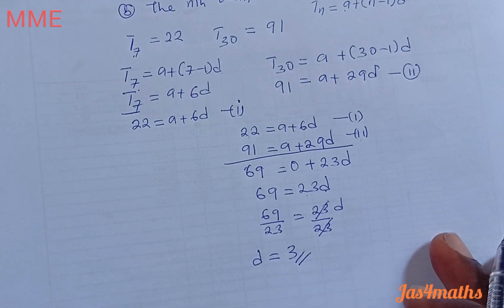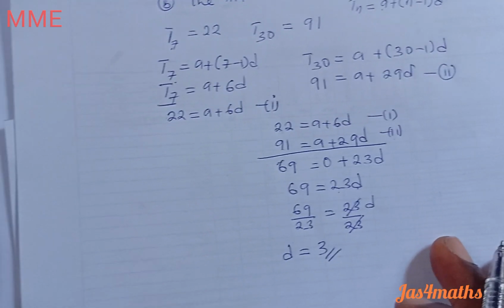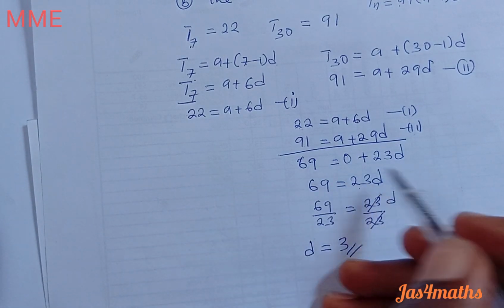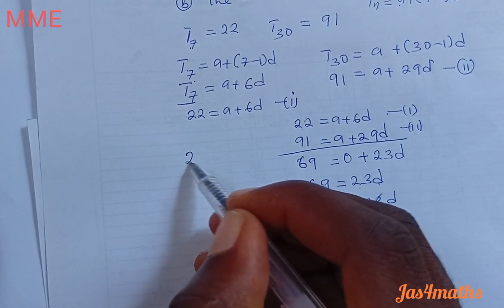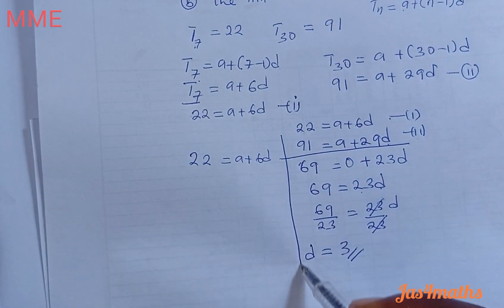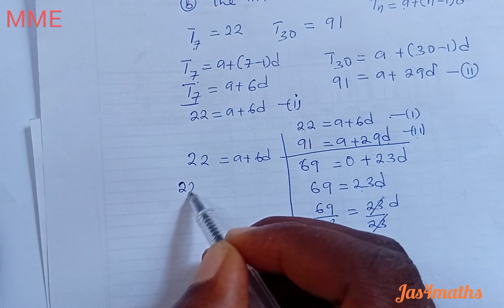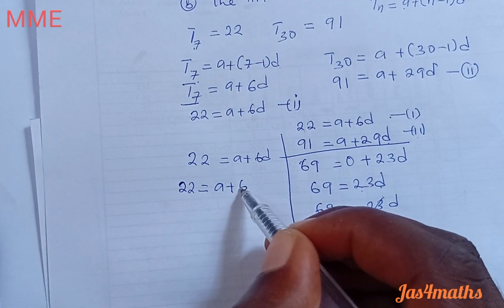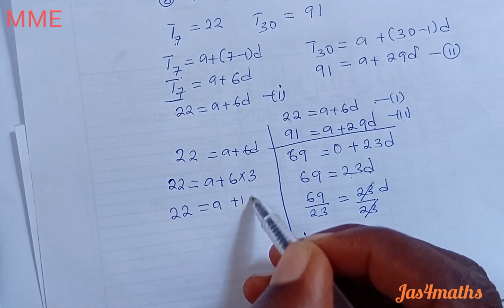Since we have gotten our D as 3, the next thing to do is to find our first term, which is A. For me to get A, I just have to take either equation 1 or 2. So I'm picking equation 1 that says 22 is equal to A plus 6D. Remember, 22 is equal to A plus, and our D happens to be 3, 6 multiplied by 3. So we have 22 is equal to A plus 18.